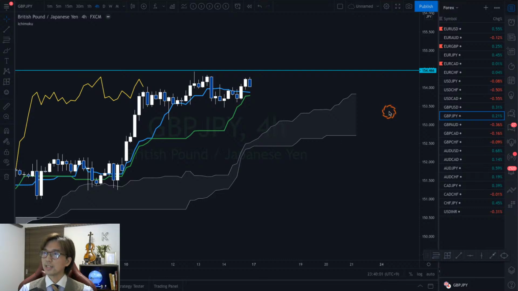GJ is now ranging, I believe. It's potentially bullish, but now it's still ranging in the 4-hour chart, so you have to wait for the breakout.